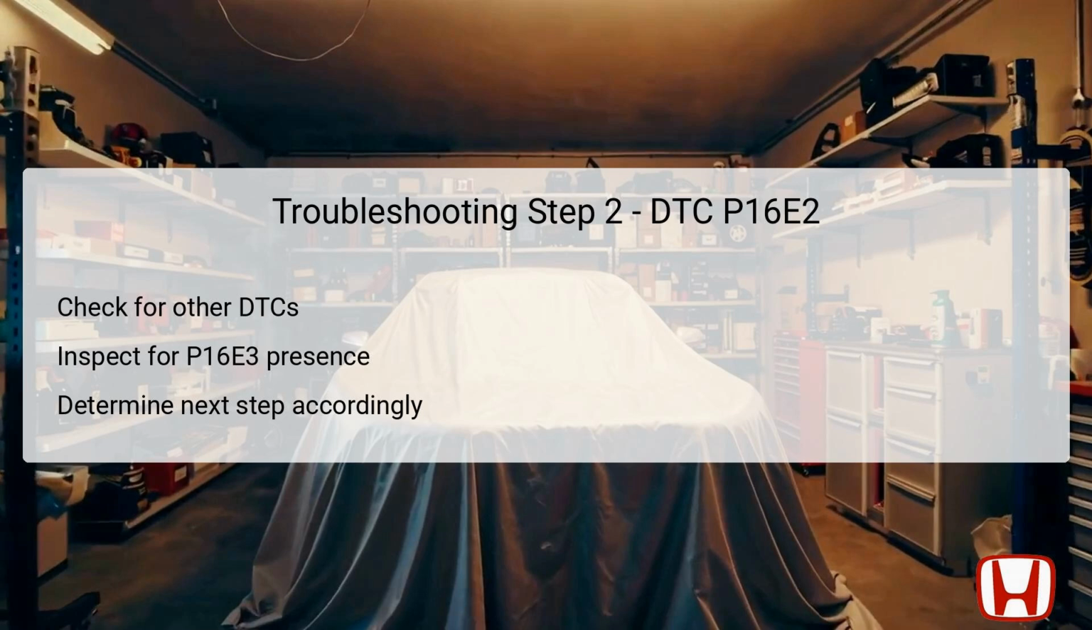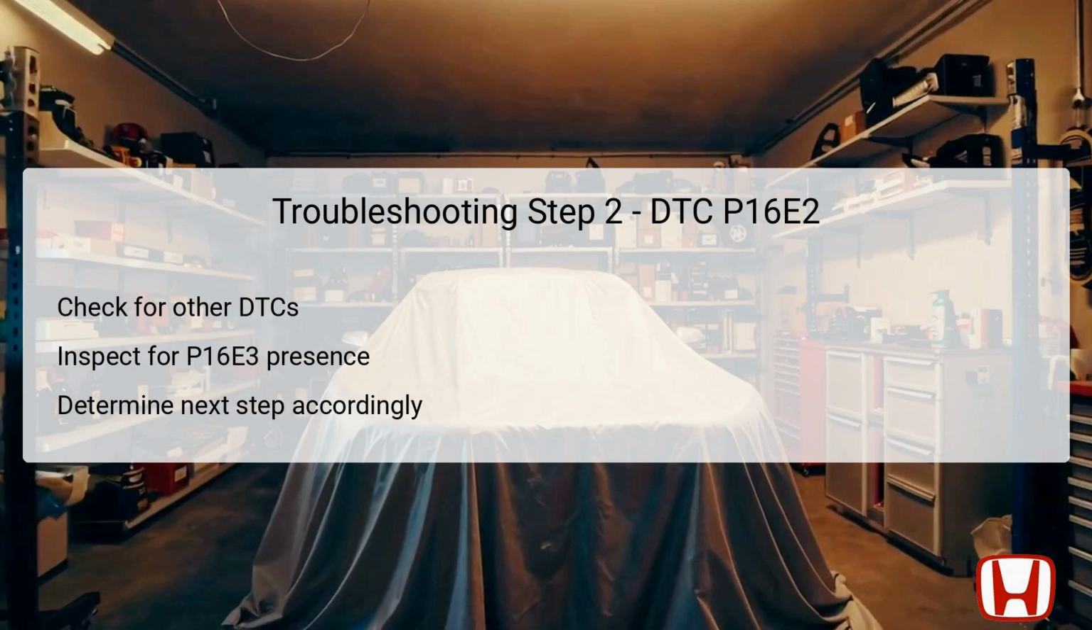In this second step, it is essential to recheck for any additional pending or confirmed DTCs using the HDS once again. One particular code to be vigilant about is DTC P16E2, which indicates a communication error with the battery sensor via the LIN bus, a similar fault that could compound the existing problem.